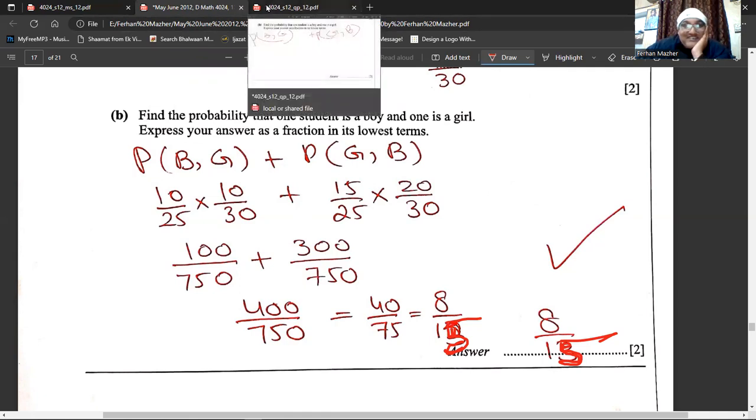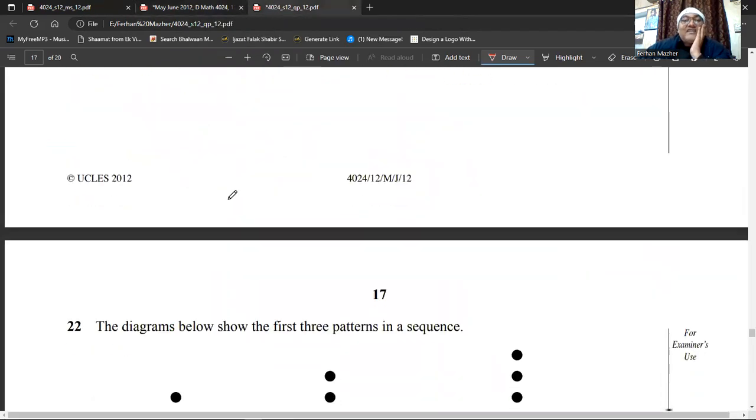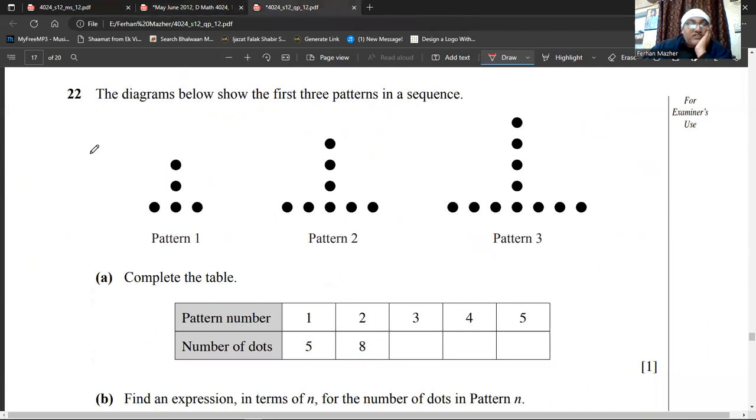I hope you have marked this mistake. It's 8 by 15. Hopefully you understand. Now we are going to the next question. It's question number 22. The diagram shows the first 3 patterns in a sequence.